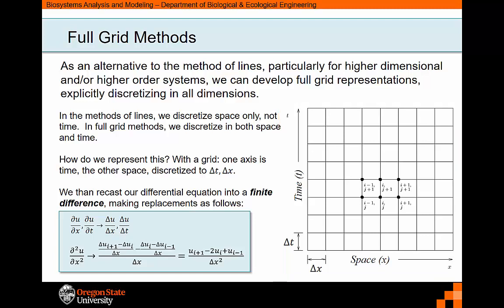The next step in the application of a full grid method is to replace the differential terms in our model equations with appropriate finite differences. Unlike the method of lines, here we replace all differential terms, transforming our partial differential equations into algebraic relationships. We then apply these algebraic relationships to each node on the grid, introducing initial and boundary conditions as needed.